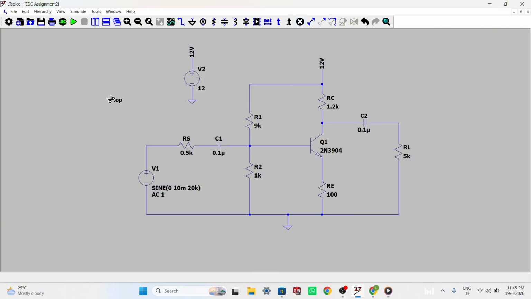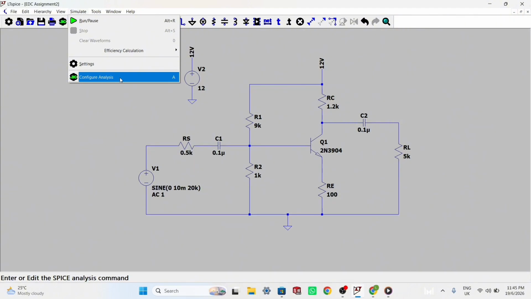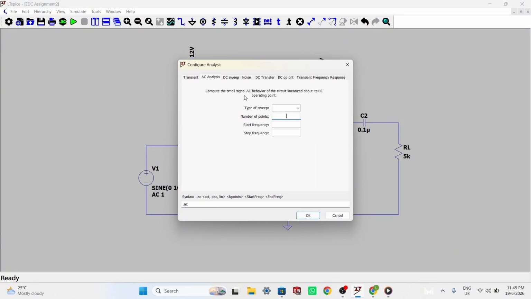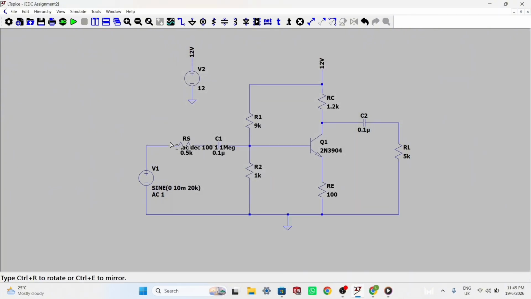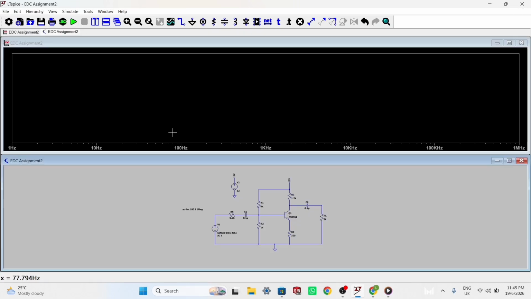Next, let's perform the AC analysis. We go to the configure analysis and to the AC analysis tab. Type of sweep: decade, number of points per decade: 100. Start frequency we put 1 Hz and the stop frequency we put 1 MHz. And then we run it. And then next, we click on the V out.